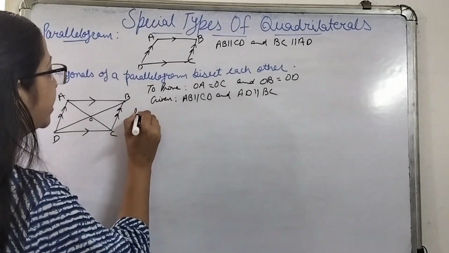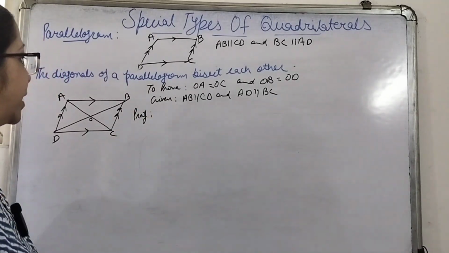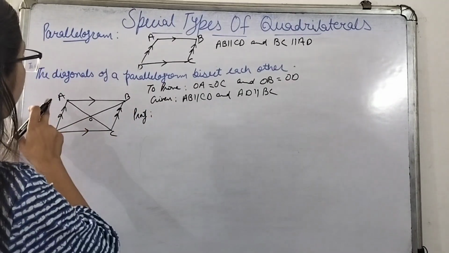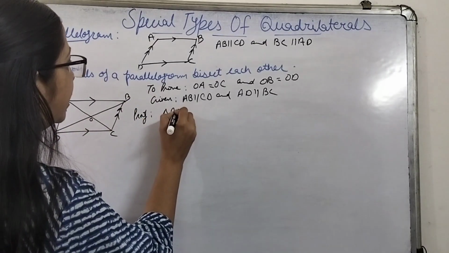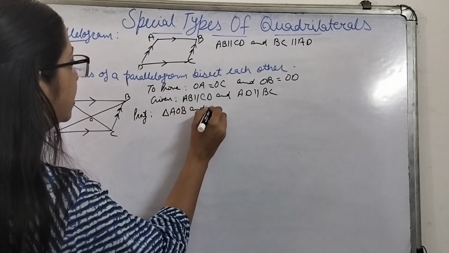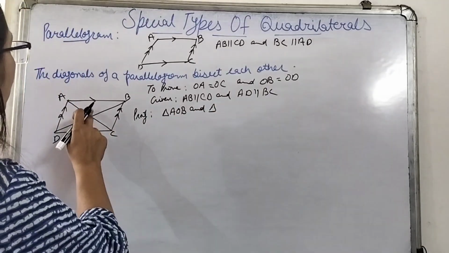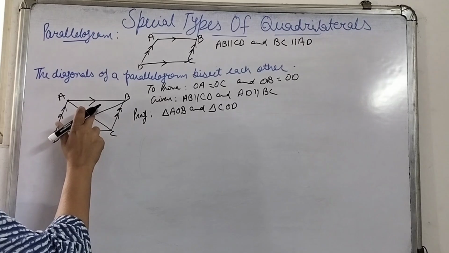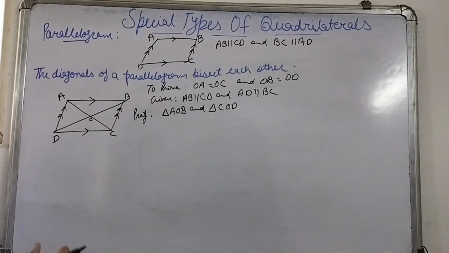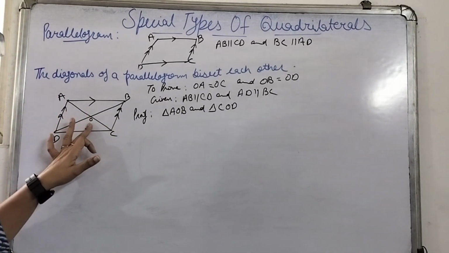So how will we be proving it? We will be considering two triangles. Which triangles will we be considering? We will be taking triangle AOB and triangle COD. These two triangles we will be considering. We are considering this triangle AOB and this triangle COD.